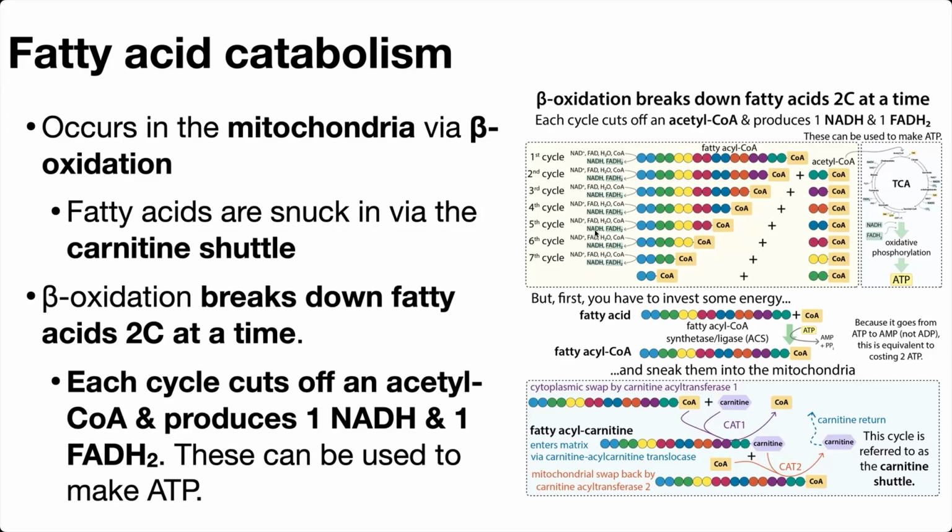This time, our cycles are going to be generating NADH and FADH2, because now we're doing oxidation, we're generating NADH, not doing reduction, in which we're using NADPH. We go through these cycles. Each cycle, we're cutting off 2 carbons at a time, and the 2 carbons that we're cutting off, we basically cut them off in the form of acetyl-CoA, produce 1 NADH and 1 FADH2, which then we can use to take those through the electron transport chain and make ATP.